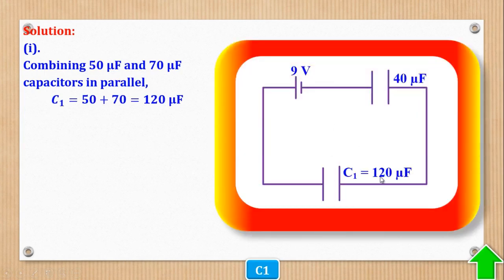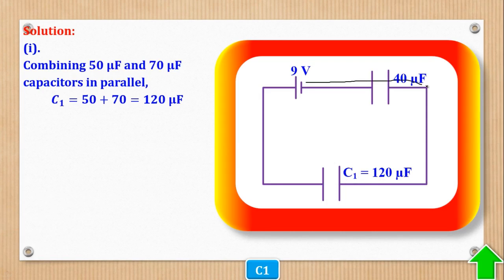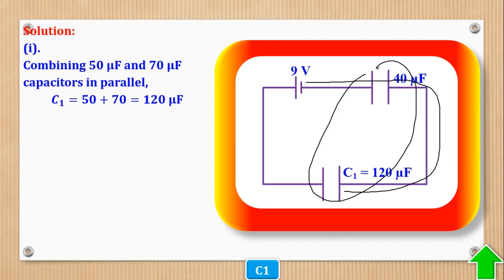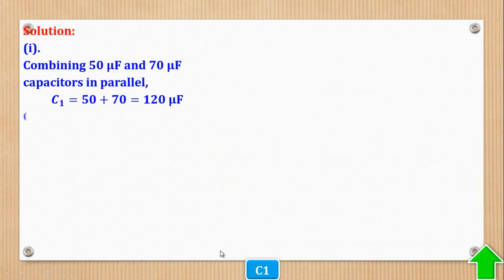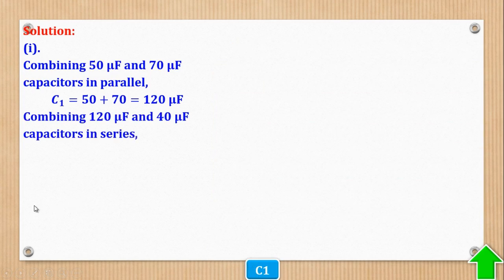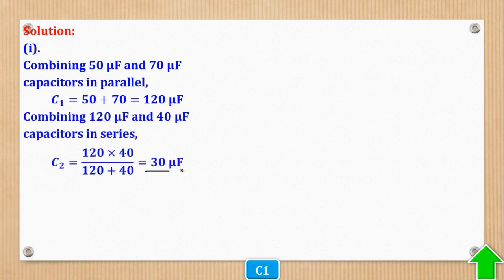So when we combine, the circuit will now become this. We have combined these ones into one capacitance. Now, after combining, you realize that because of this polarity, the same charge here will be the same charge at this capacitor. Therefore, these two capacitances are in series. Because they are in series and they are 2, we shall use the special case, which is product over sum. So the capacitance will be product over sum to give you 30 microfarad.